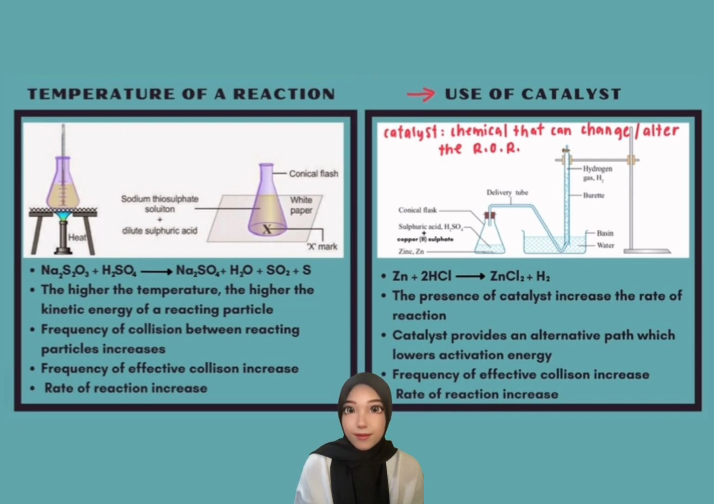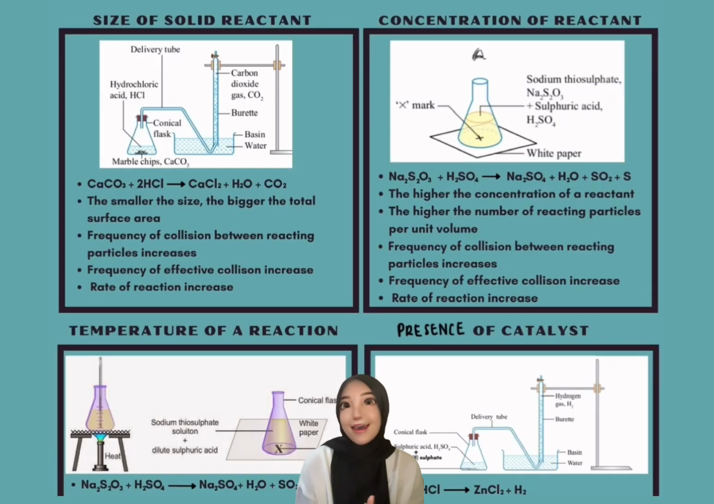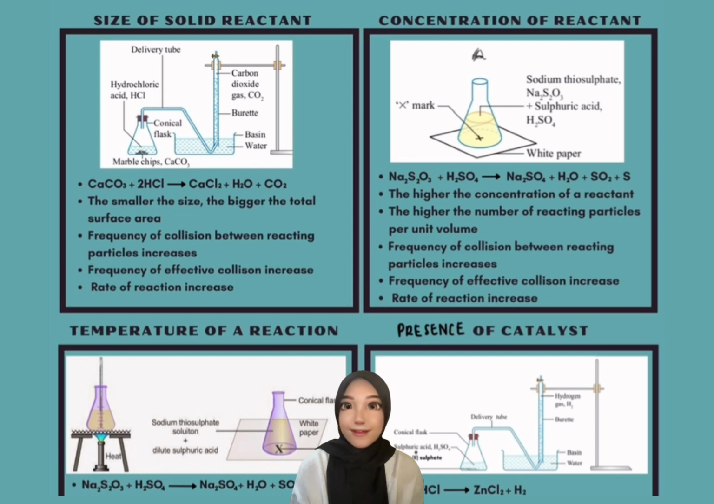In this experiment between zinc and sulfuric acid, we use copper(II) sulfate solution as a catalyst. The presence of the catalyst in this experiment increased the rate of chemical reaction. This is because the catalyst provides an alternative path which lowers the activation energy. Based on collision theory, catalysts increase the frequency of effective collision. Thus, catalysts increase the rate of reaction. And that is all the explanation about the four factors that affect the rate of reaction.